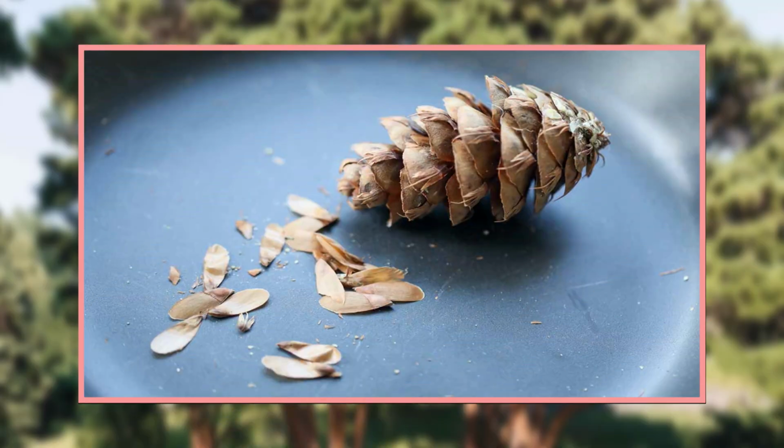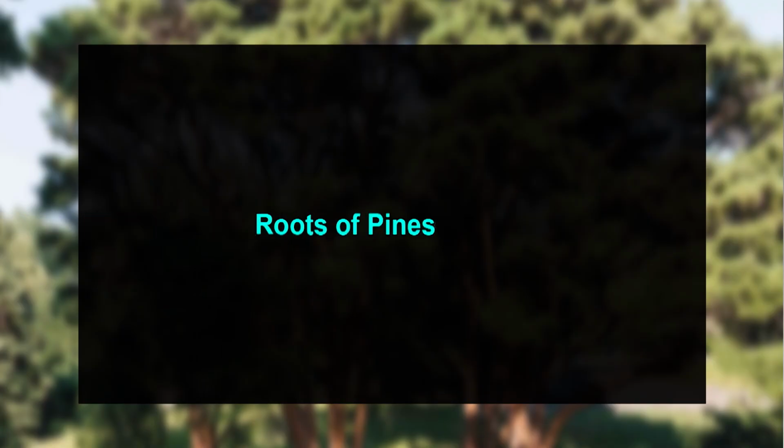The seeds are mostly small and winged and are anemophilous, that is, wind dispersed. But some are large and have only a vestigial wing and are bird dispersed. Talking about the roots of pines, pines typically develop a strong and deep taproot that anchors the tree securely into the soil. The taproot is the primary root that emerges from the seedling and grows downwards.